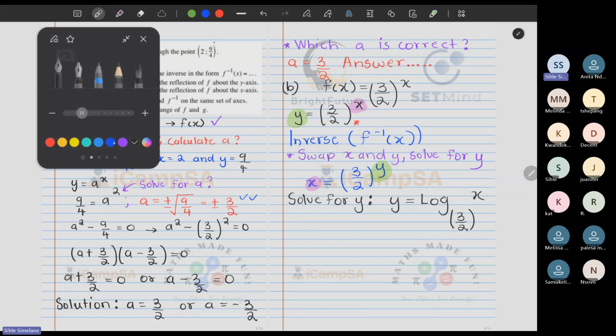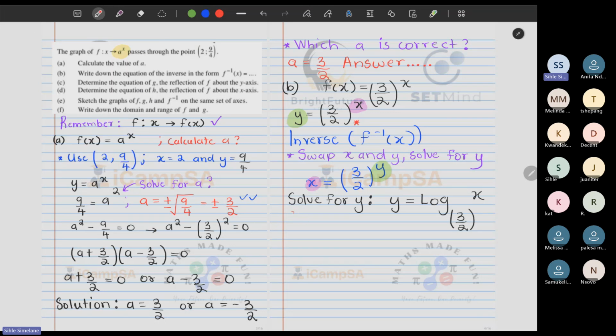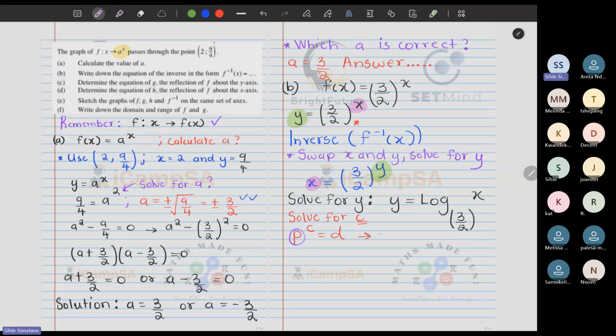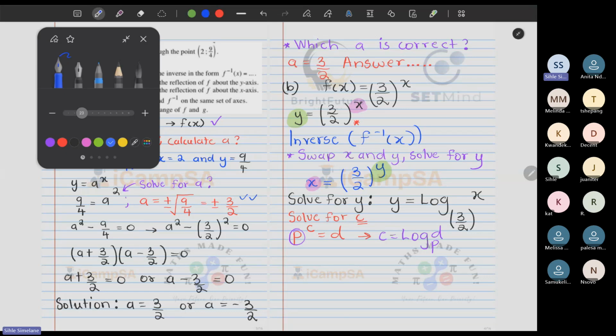So you guys should make sure that you do remember your log laws. They are very important. So if, for example, we are trying to solve for, let's say, c, and we are given p to the power of c equals d, how we solve for c is we introduce log. This will be the base of log now. So our c will be log, then we'll have the p there, then we'll have the d here. Okay.